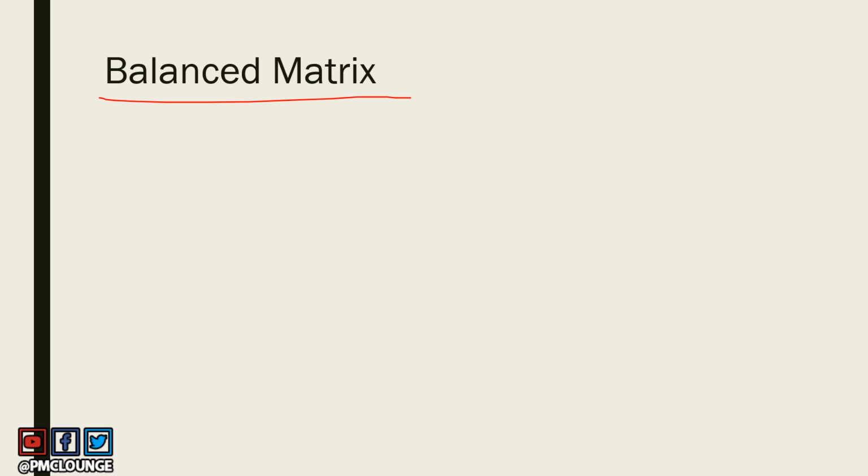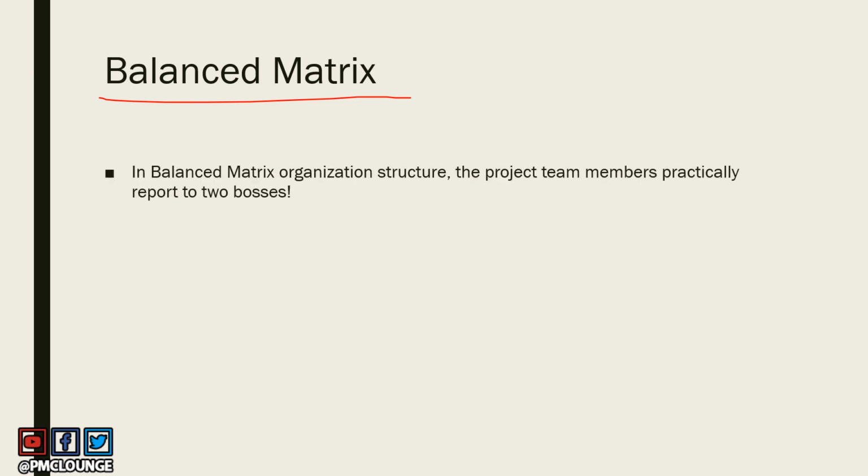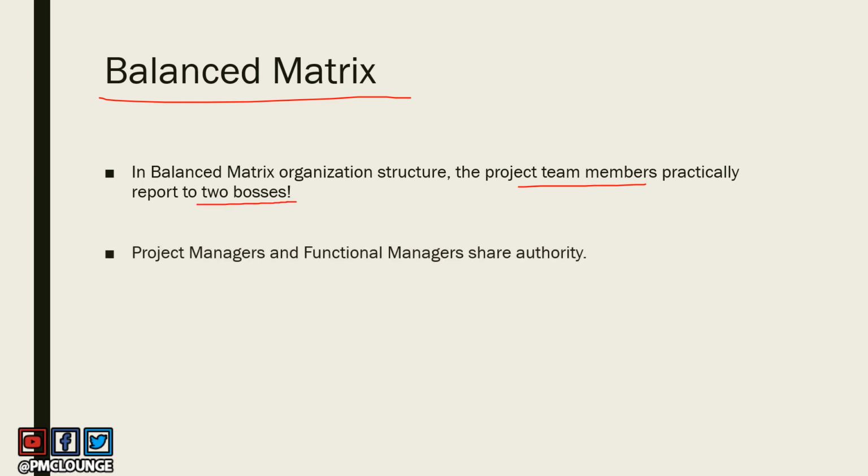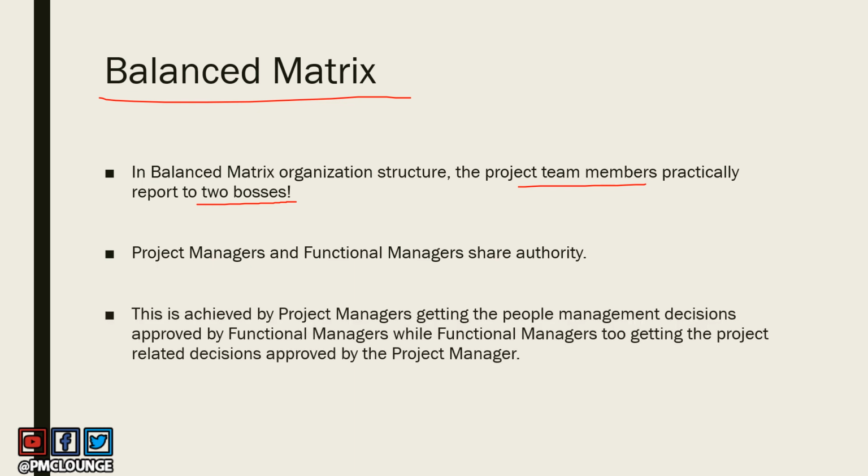And this is where the equal division of power and authority between the functional manager and the project manager takes place. So all the project team members are basically going to have two bosses, as if one wasn't bad enough. So now, how is this division of power achieved between the project manager and the functional manager?